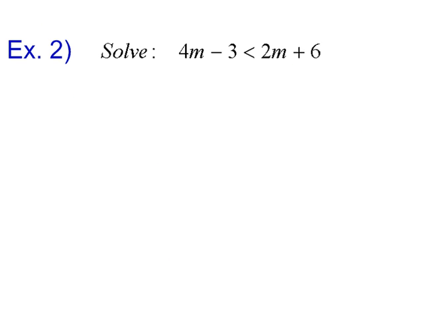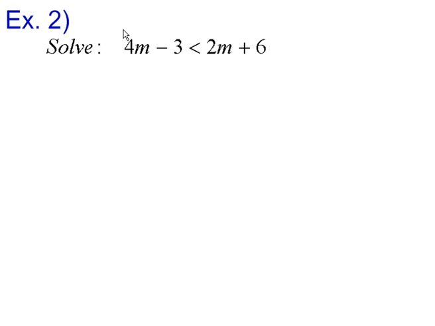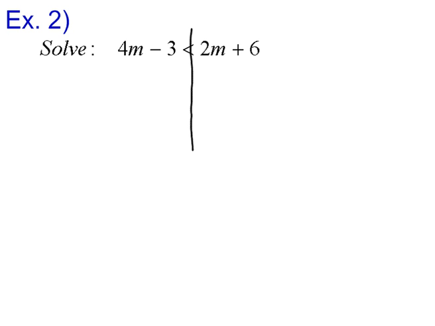Here again, we have solving, and 4m minus 3 is less than 2m plus 6. I'm going to separate my sides. I have 4 m's on the left, 2 m's on the right. More on the left, so that's where I'm going to go. I'm going to get rid of the ones on the right, so I'm going to subtract 2m from both sides. And 4m minus 2m is 2m, and bring down that minus 3 is less than. This now goes away, that's 6.